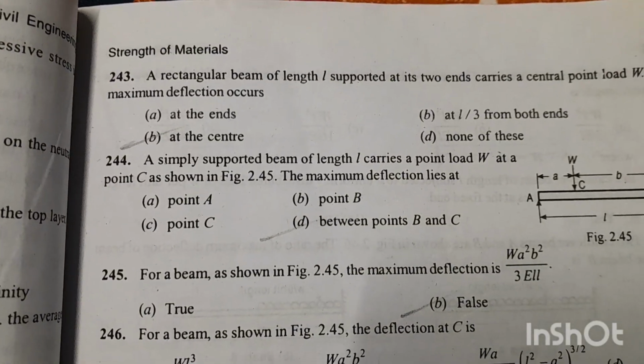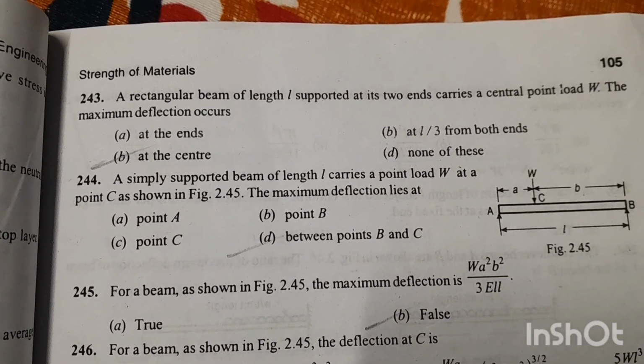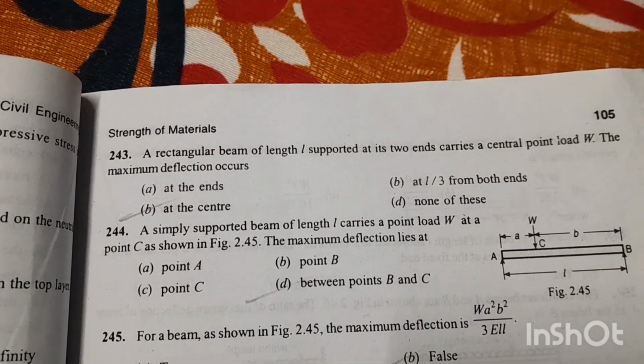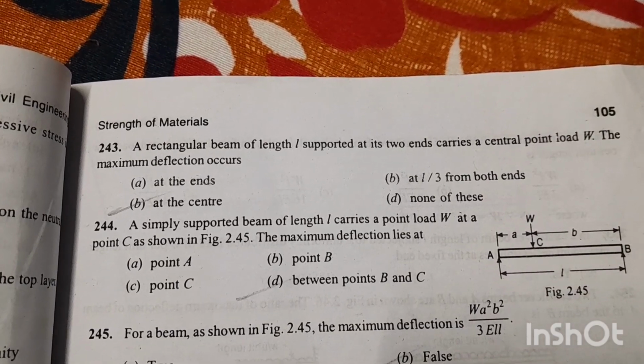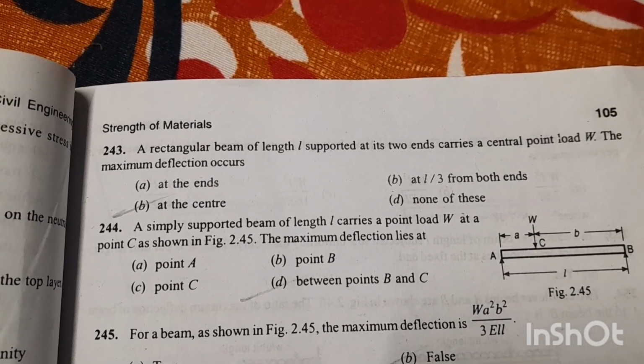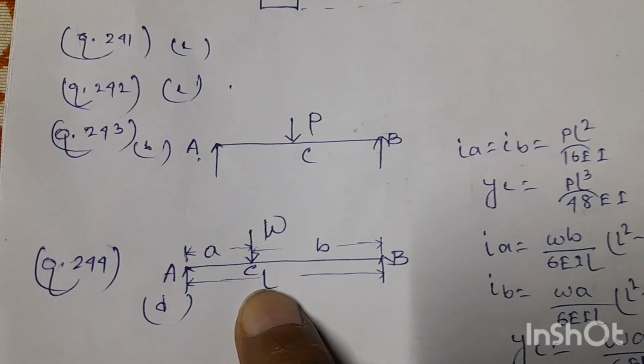Next question 244. A simply supported beam of length L carries a point load W at a point C as shown in the figure 2.45. The maximum deflection lies at, I have drawn the figure.